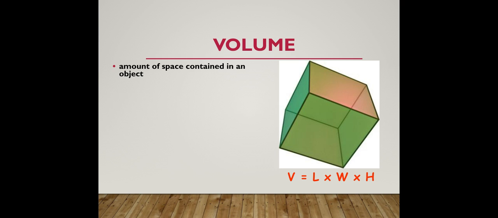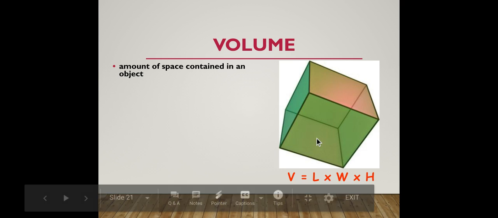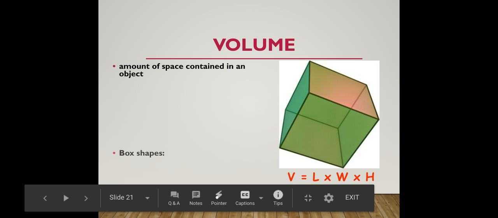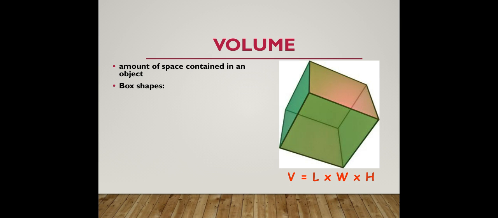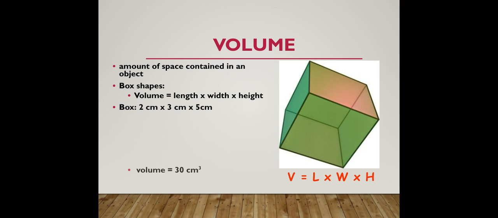When we're measuring volume, again, we're measuring the amount of space in this object. For box shapes, it's very, very easy. You just measure the length, multiply it by the width, multiply it by the height. If we have this box here and it's 2 centimeters in length, 3 centimeters in width, and 5 centimeters in height, we'll multiply those together and get 30 cubic centimeters. The units here are cubic centimeters that we are using.